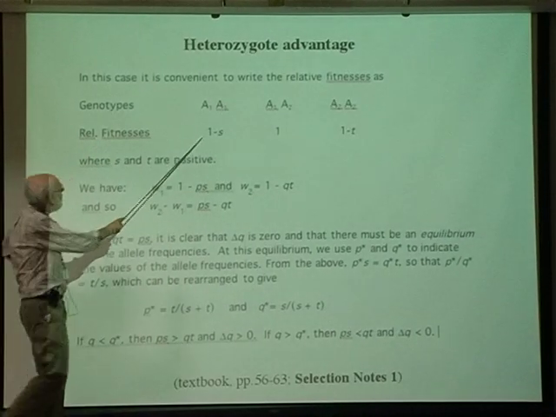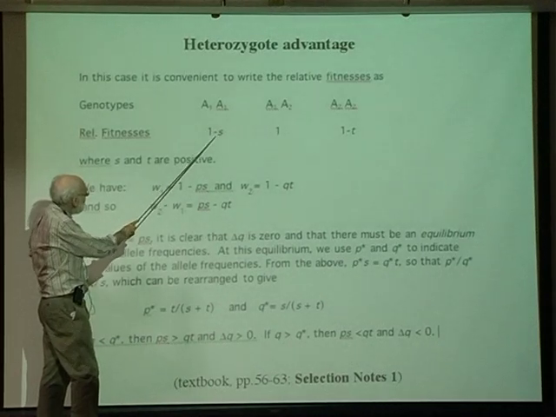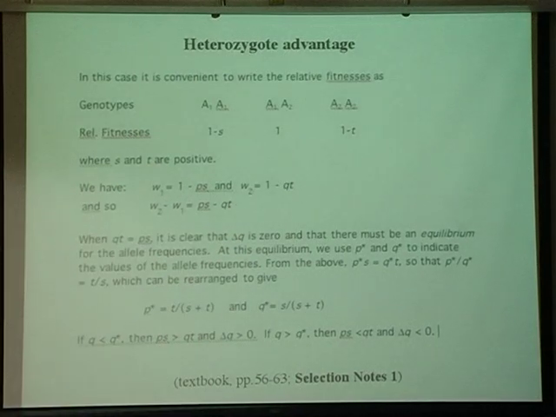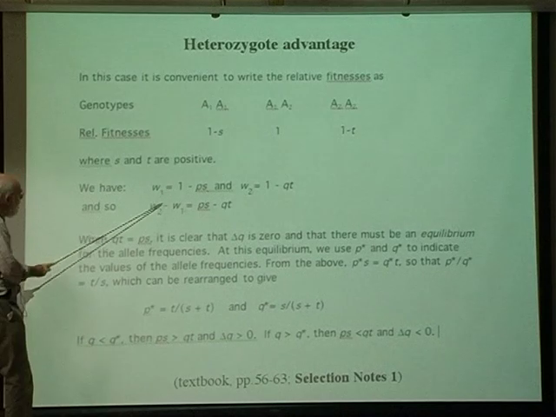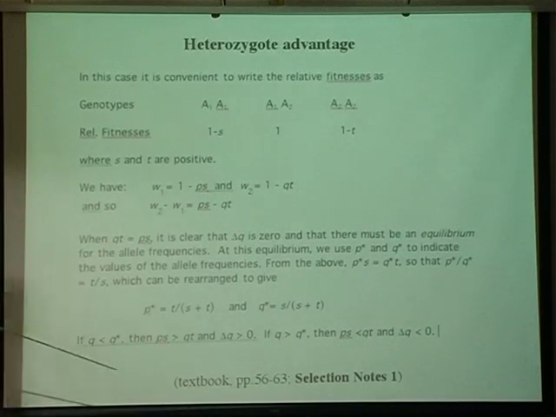The fitness of these genotypes now are lower, so we'll call this one 1 minus S, and this 1 minus T, just to make notation nice. We could use the same notation, but it gets rather nasty. I won't go through the details. We can write down marginal fitnesses for W1 and W2. They're actually very simple.